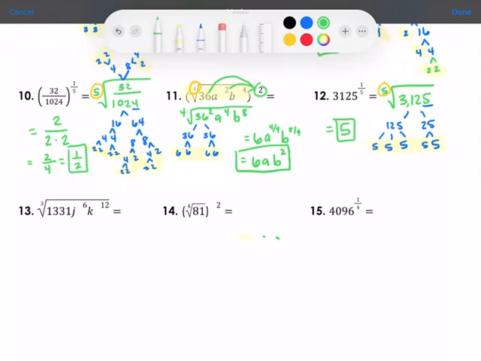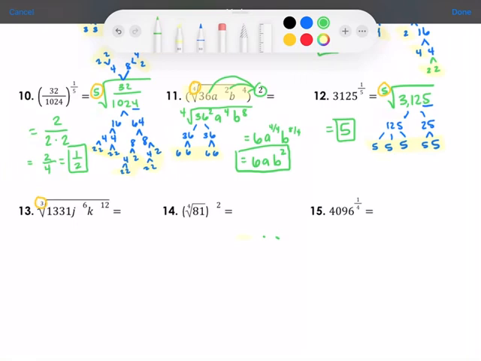Alright, number 13. Taking the third root of 1,331, j to the 6th, k to the 12th. If it's the third root, I'm looking for groups of 3. This number, 1,331, is not even, so I can't divide it by 2. It doesn't end in 5, and it doesn't end in 0. Those are my usual go-tos. We could check if it's divisible by 3 or 9 by adding the digits. 1 plus 3 is 4, plus 3 plus 1 would be 8. 8 is not divisible by 3 or 9, so those won't work.